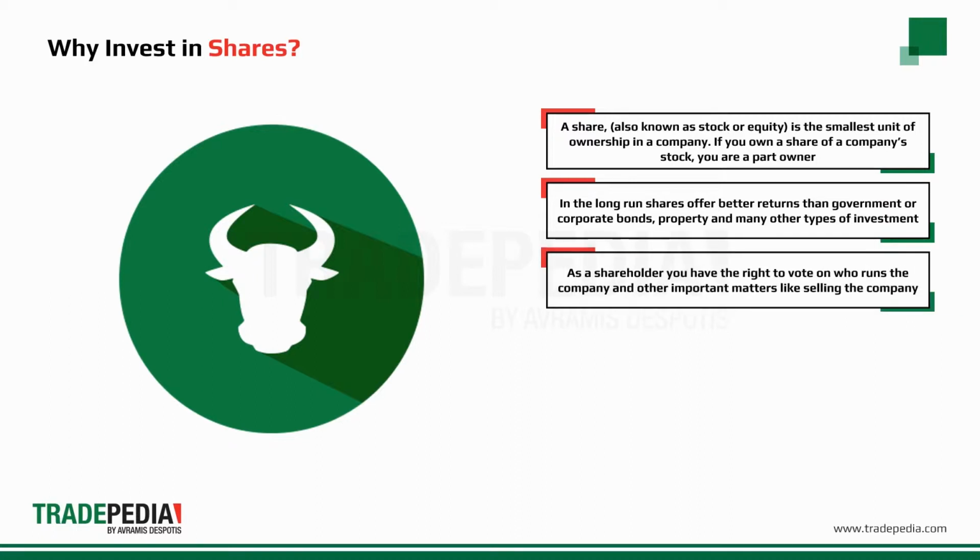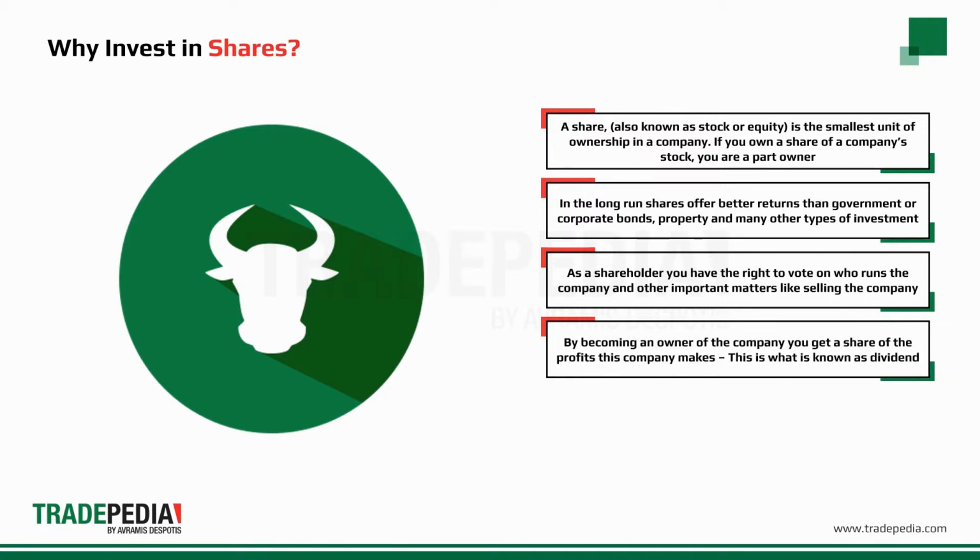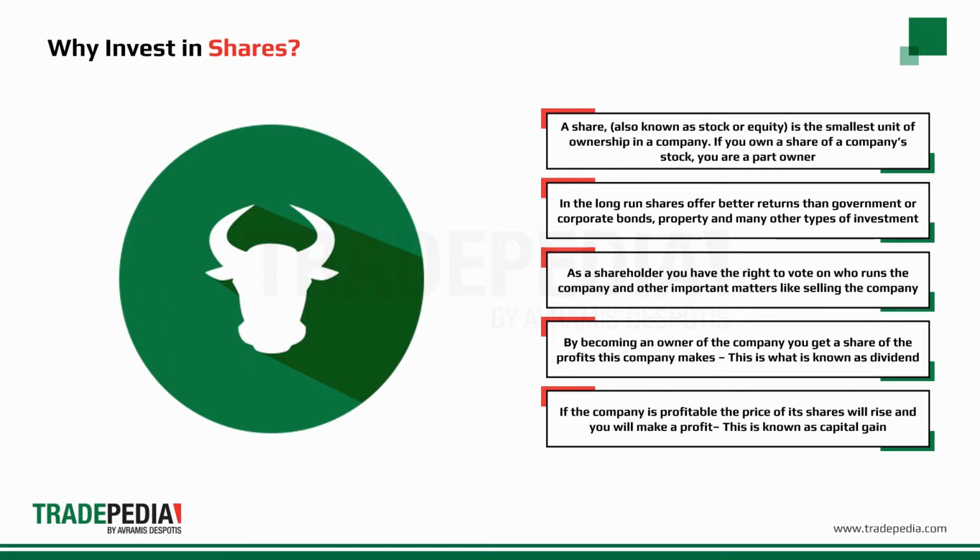As a shareholder, you have the right to vote on who runs the company and other important matters like selling the company. By becoming an owner of the company, you get a share of the profits this company makes. This is what is known as dividend. If the company is profitable, the price of its shares will rise and you will make a profit on your investment. This is known as capital gain.